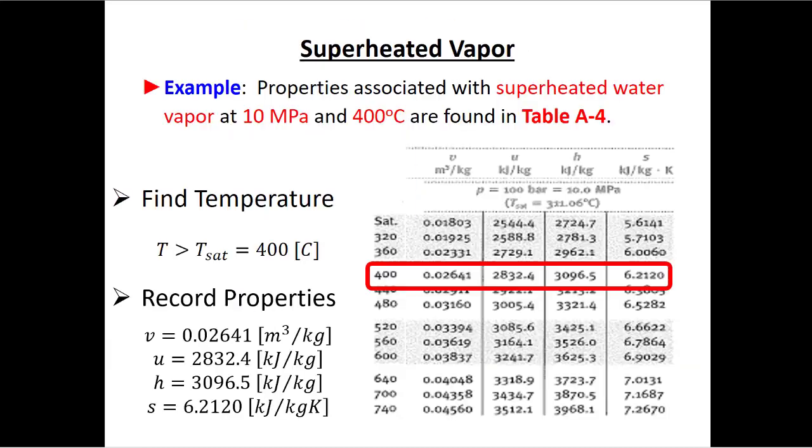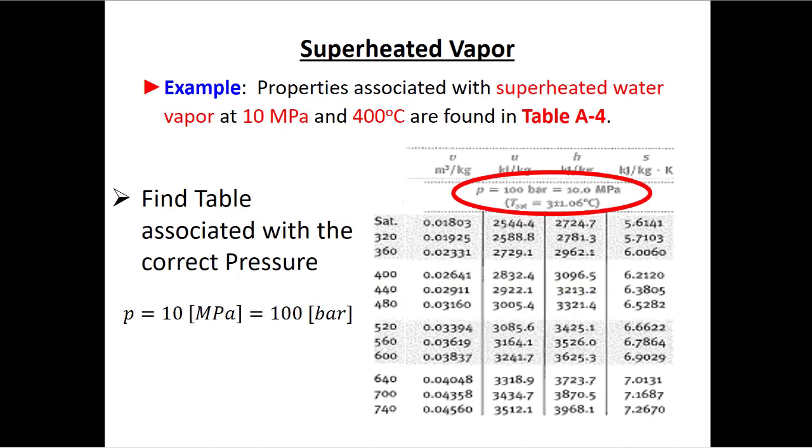So this is great if I'm right on a line. But if I look at this table, it doesn't give me rows for every different temperature. So 400 makes sense, and 440 makes sense, and 480 makes sense. But what if I was at 416 degrees?